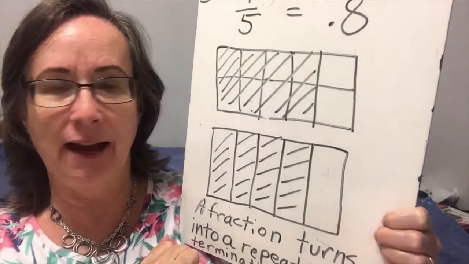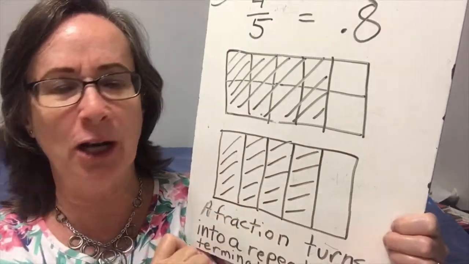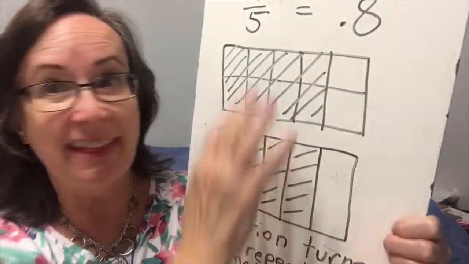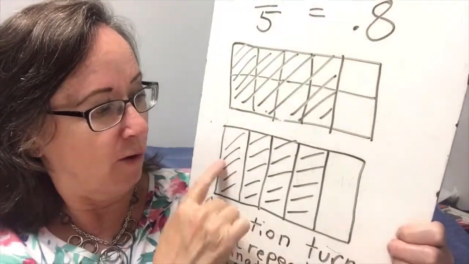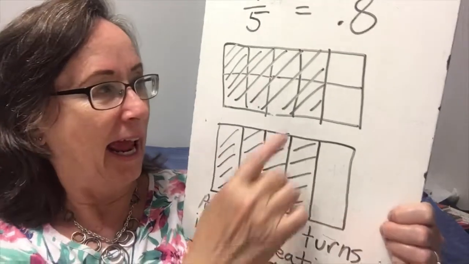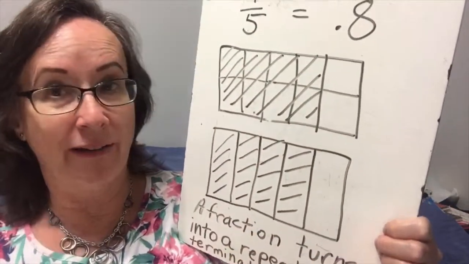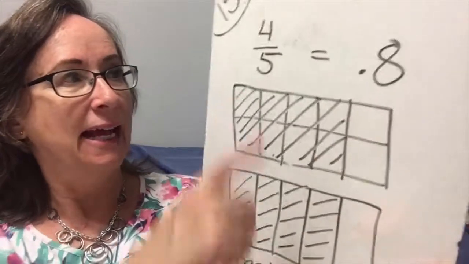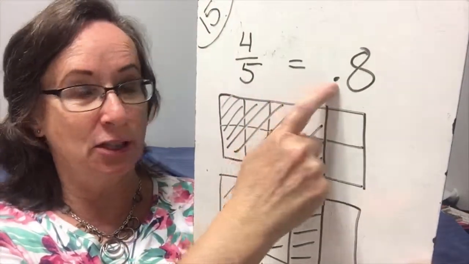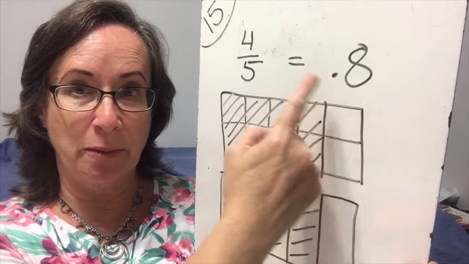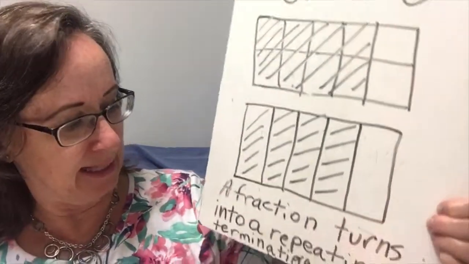Okay, but I can see now that this one looks like it's a little bit smaller, but pretend that they're the same. Okay, so 4/5 and 8/10 are the same amount. Okay, and so we have 4/5 is equal to 8/10. Remember, 0.8 is the same thing as 8/10.